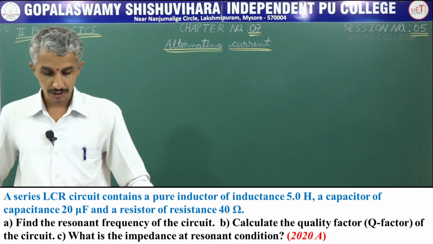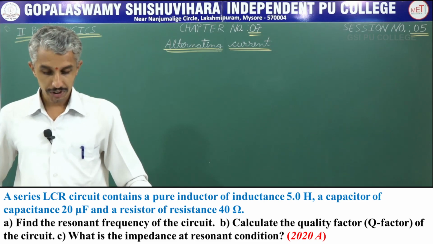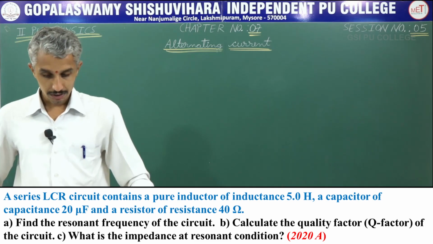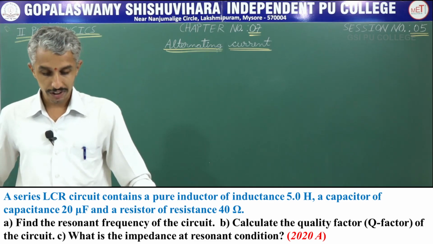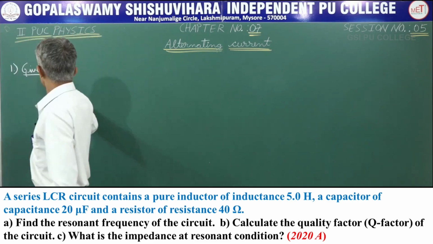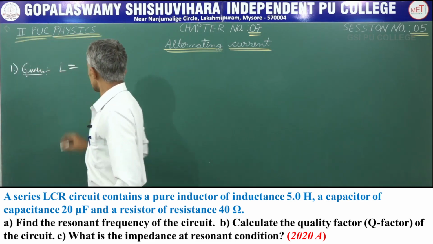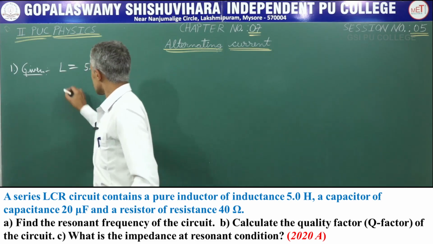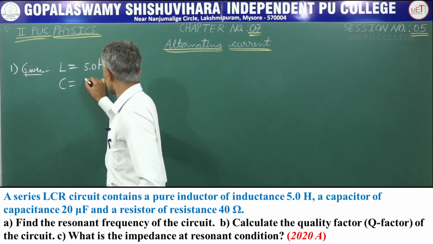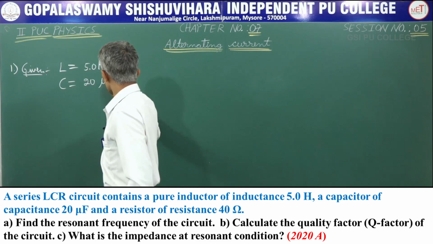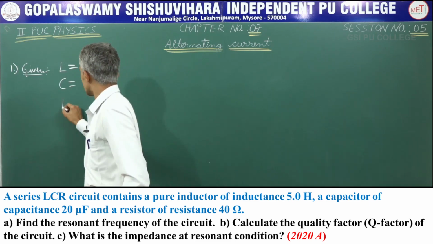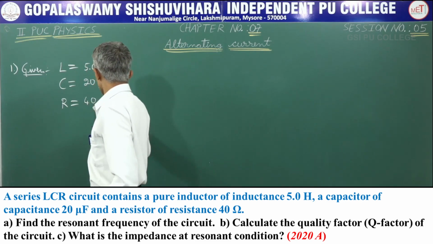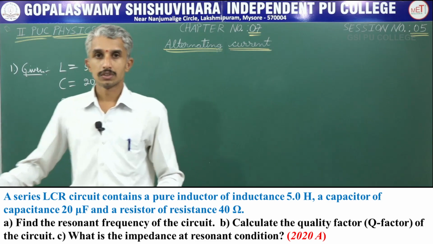contains a pure inductor of inductance 5.0 Henry, a capacitor of capacitance 20 microfarad, and a resistor of resistance 40 ohm. So let us note down the given data. What are the things given? They are given the value of inductance, which is 5.0 Henry, the value of capacitance, which is 20 microfarad, and the value of the resistance, which is 40 ohm. Let us continue.